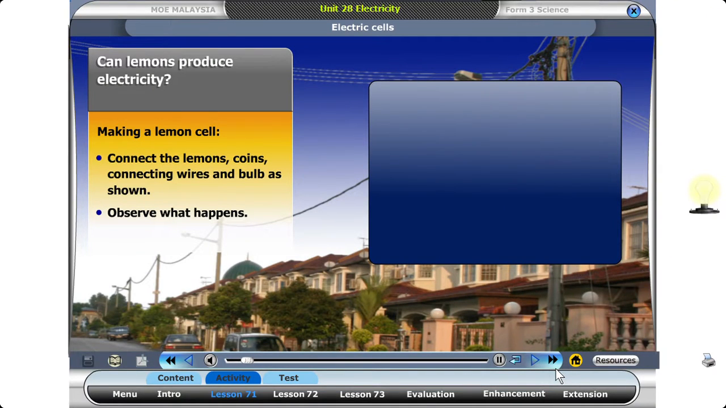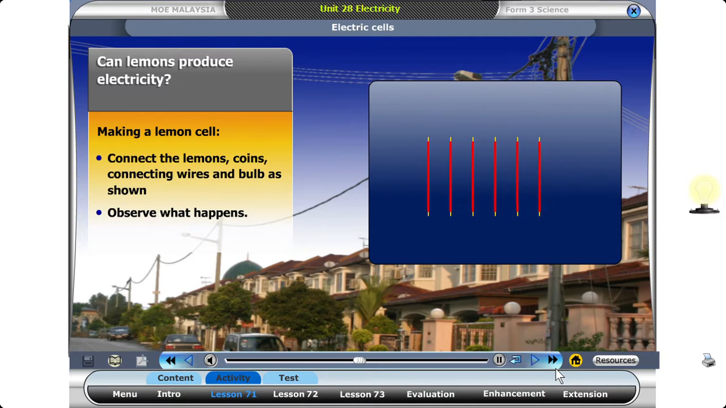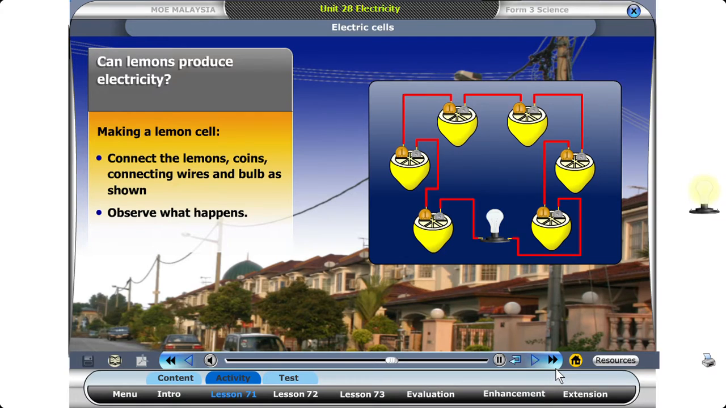Can lemons produce electricity? Let's try out this activity. The things that you will need are 3 lemons, 6 pieces each of 1-cent coins and 5-cent coins, 7 connecting wires, and a light bulb. Connect these things according to the animation shown. What happens? Yes, the bulb lights up. Lemons can also be used as a source of electrical energy.